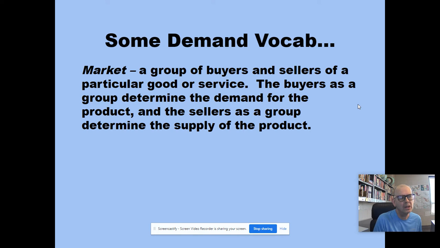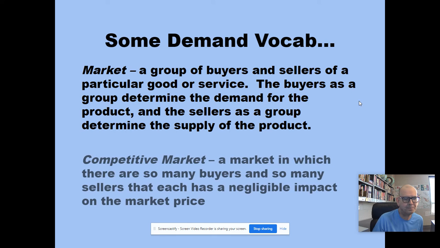The buyers of the group determine the demand for the product. They are the demanders, and the sellers as a group determine the supply of a product. They are the suppliers. But right now we're just focused on demand. And as consumers, we can all understand that pretty simply. So a market can be a small town, a state, the world, for a particular good or service.